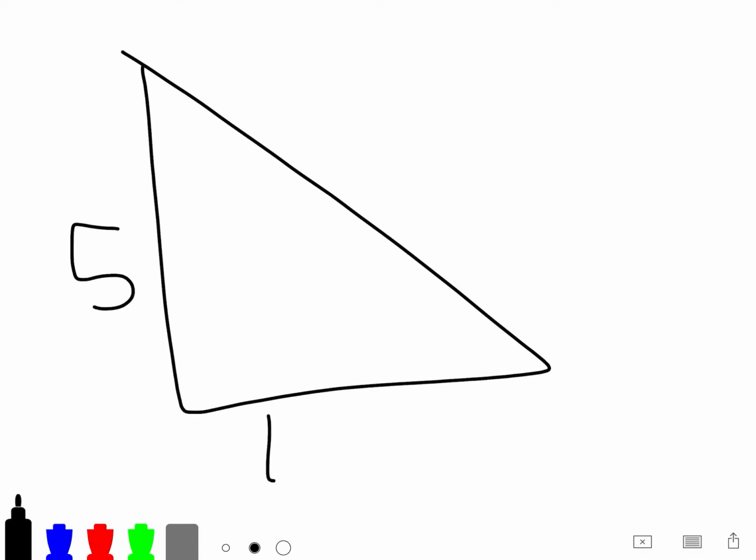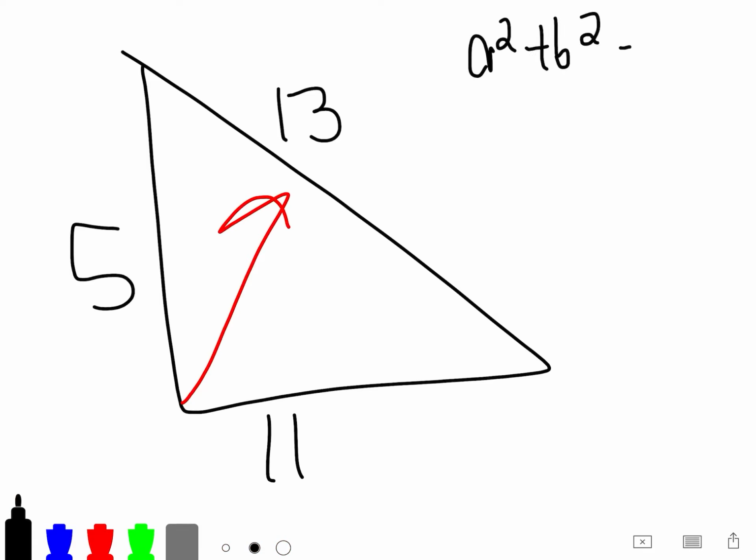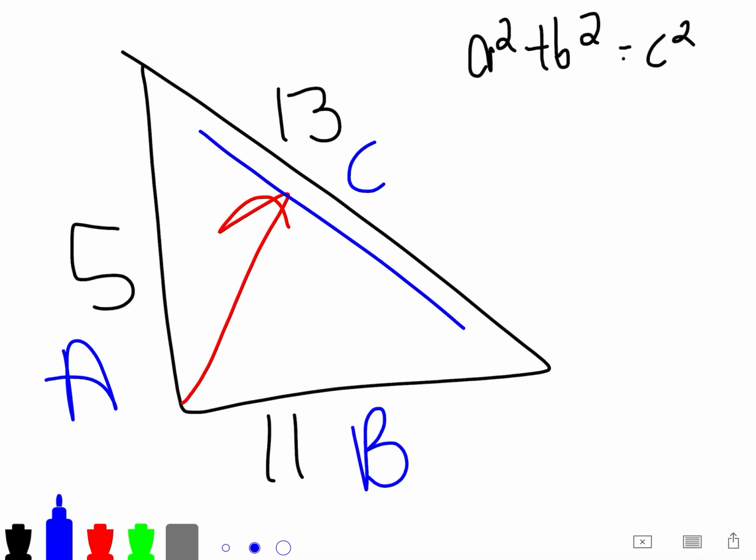Whereas, let's look at an example of one that is not a right triangle. We'll say 5, 11, 13. We know that 13 has to be the hypotenuse because of what we just talked about. a squared plus b squared equals c squared. I'm going to make 5 the a, 11 the b, and 13 the c. It doesn't matter which one is which, except the c has to be the c. You can switch a and b.